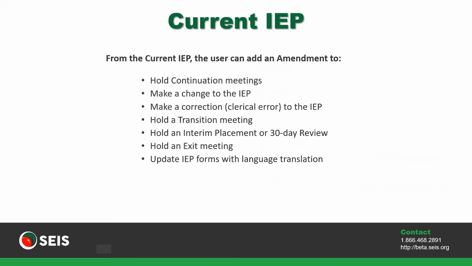Next, on that current IEP, you can actually click on the amendment tab to create an amendment for the following reasons. Say you need to hold a continuation meeting, or you need to make a change to the IEP, or any correction due to clerical errors or whatnot. You can do this via an amendment.